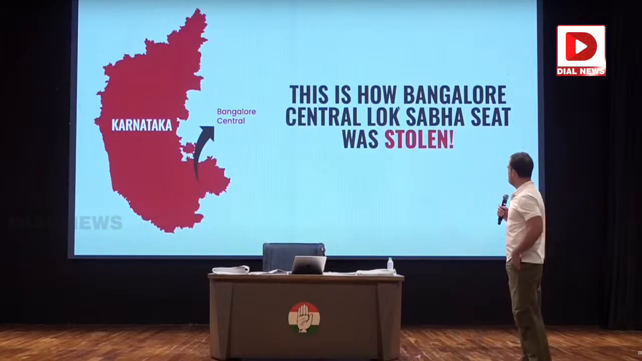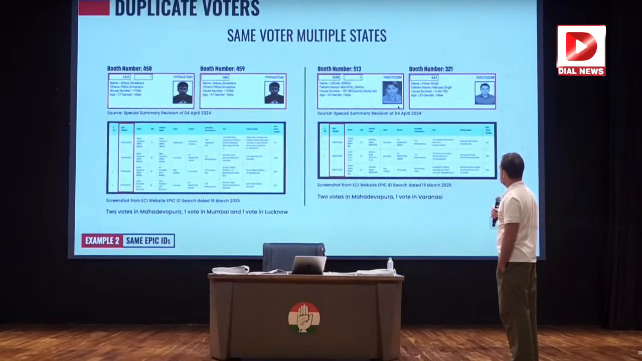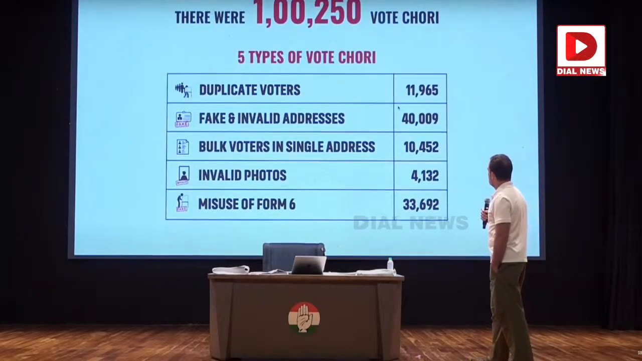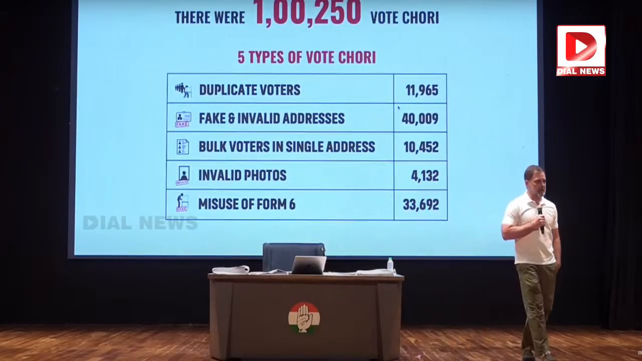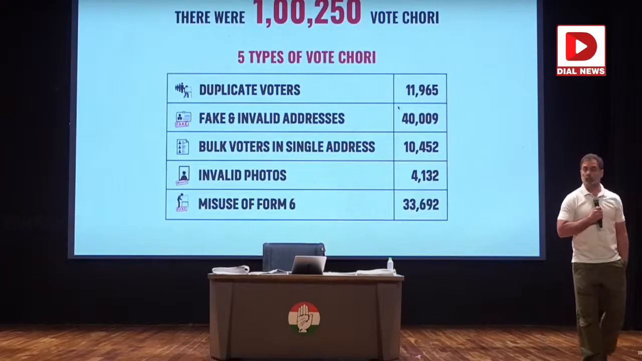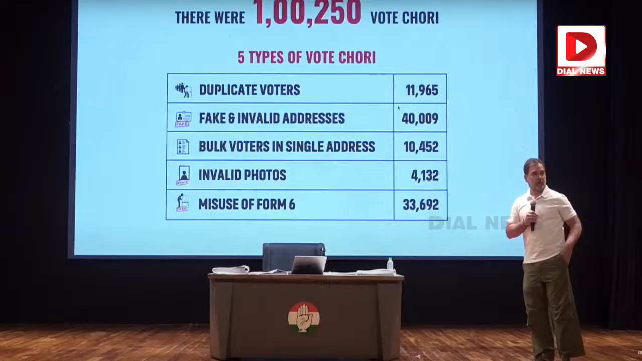Just take me back to the numbers. 1 lakh. Yeah. So 1,250,000 stolen, election won in one assembly. Duplicate votes 11,965. Menu de raha hoon na aapko.